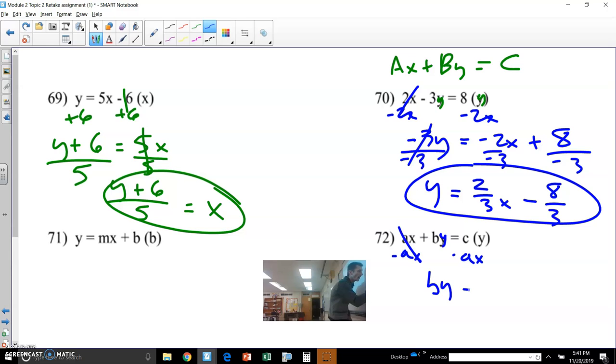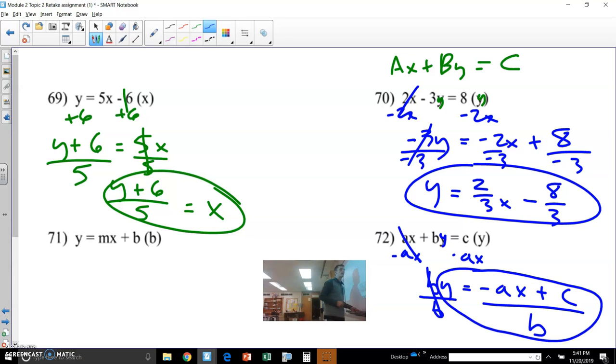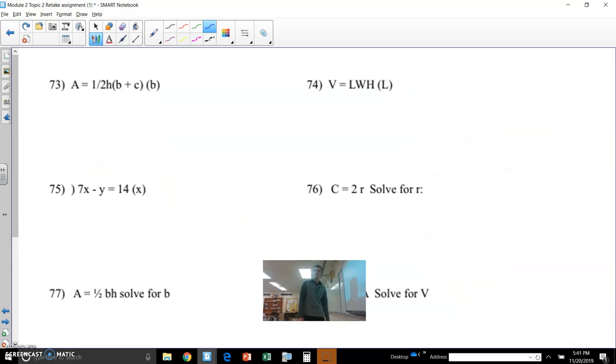So by equals negative ax plus c. And then to really get this y value by itself, let's divide everything by b. And again, that can be your answer. Everything is just very literal. In fact, we call this literal equations. We're moving everything around using inverse operations, but we're not necessarily solving for them numerically.